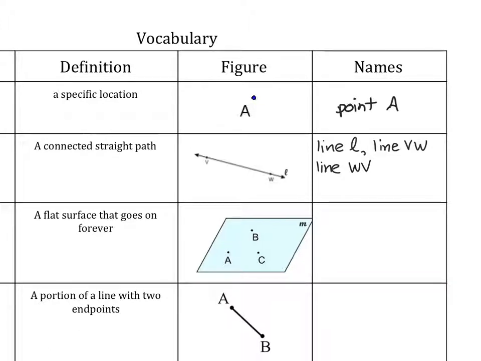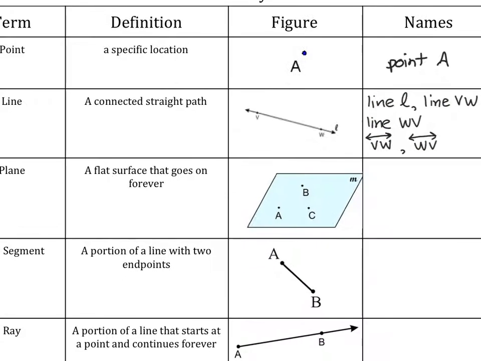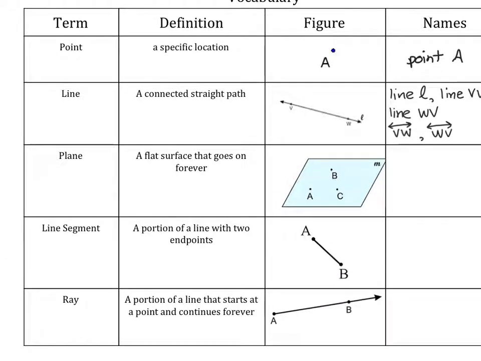Or if you don't want to write out the word line, what I'd recommend doing is you name the 2 points like this, and you draw a little tiny line on top. So you do need to have the 2 arrows, or you can flip the order. The order doesn't matter when you're naming a line. So you'll probably see me write it the most like this, but of course you can actually spell out the word line as well.